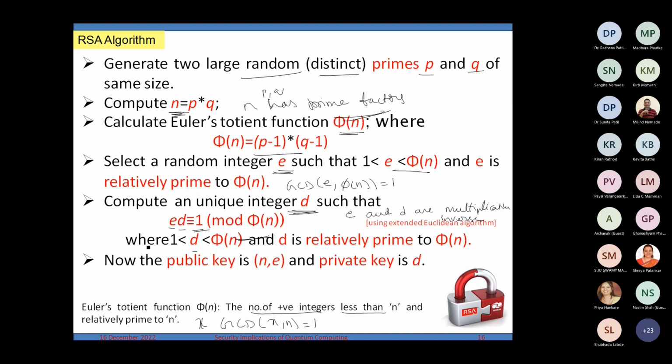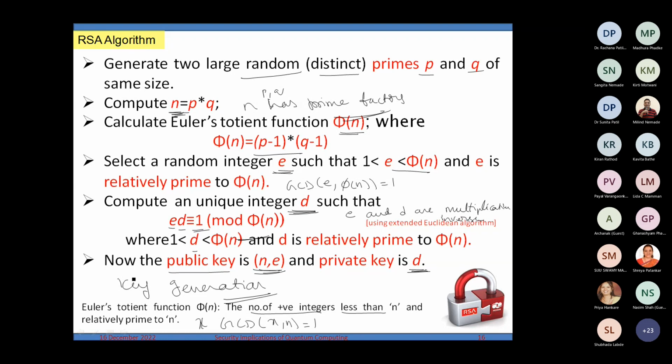What I have finally is the public key N comma E, and the private key is D. So far, the steps that I have made are for key generation. I'm considering N, E as the public key and D is the private key. These steps have to be calculated at every node so that every node will have the key pair.